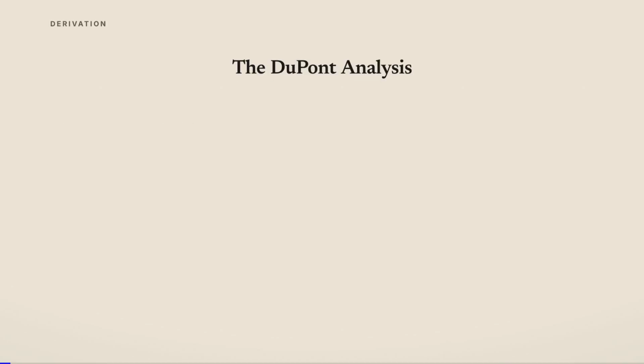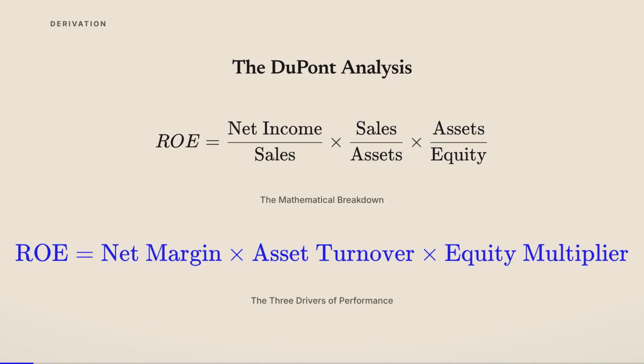To truly understand the quality of a company's return on equity, we use the DuPont analysis. This framework breaks ROE down into three distinct components: net profit margin, asset turnover, and the equity multiplier. By multiplying these three, we get the ROE. This deconstruction is powerful because it reveals how a company is making money.